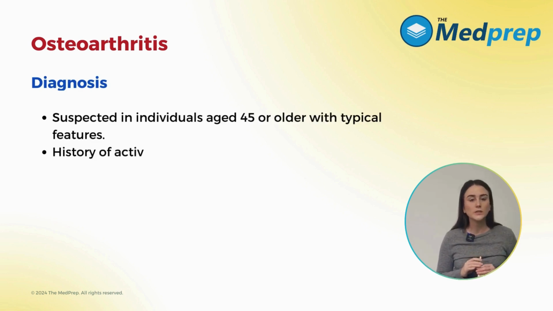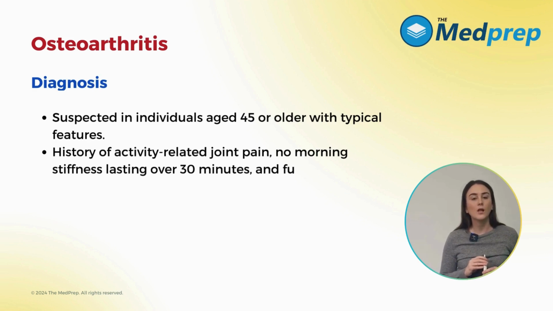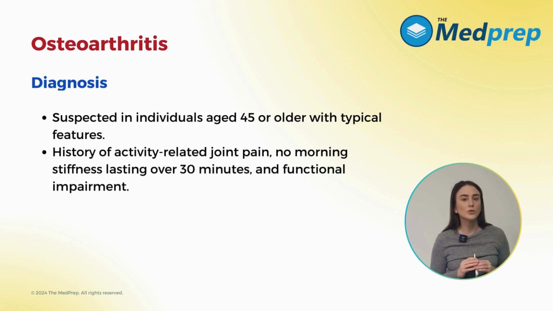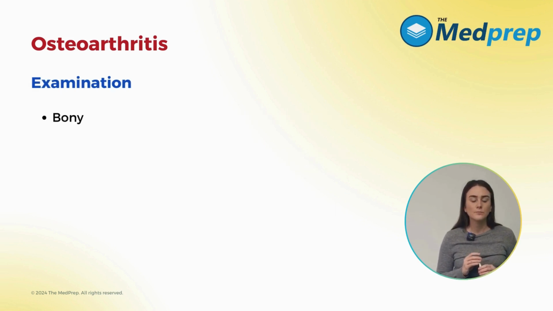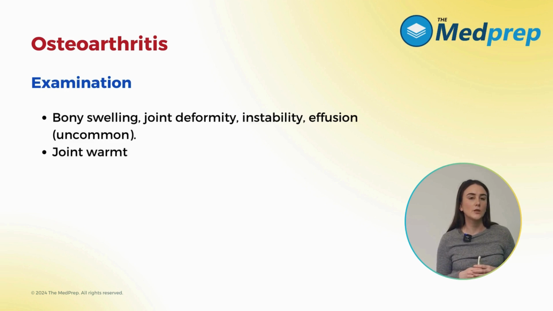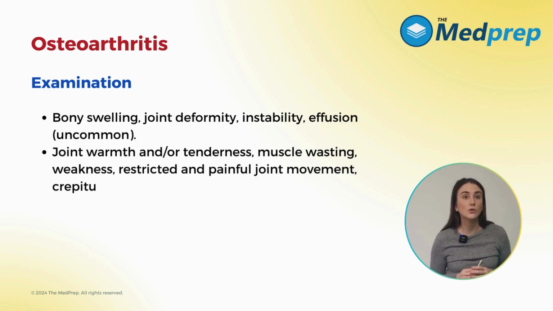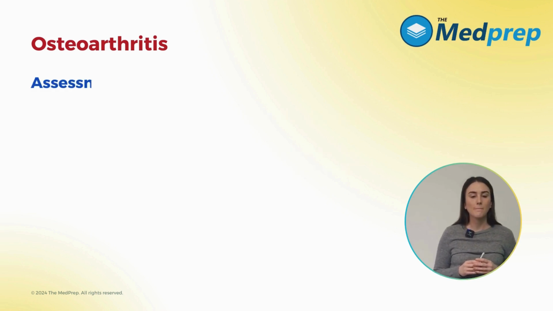typical features present. And there may be a history of activity-related joint pain with no morning stiffness lasting over 30 minutes and functional impairment. Examination findings: you may find bony swelling, joint deformity, instability or effusion, uncommonly joint warmth and or tenderness, muscle wasting, weakness, restricted and painful joint movement, and crepitus may be present.